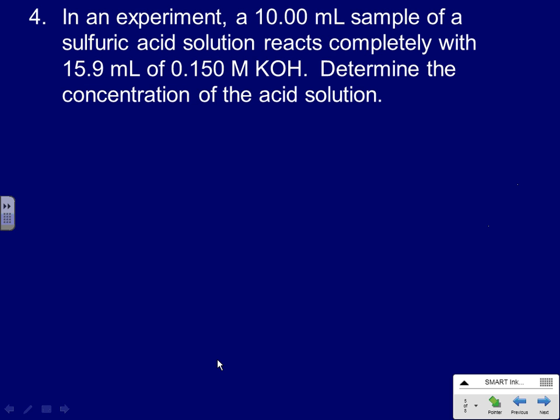All right. Number 4, and then as you can see, there's a number 5, and then I'll let you work for the rest of the class here. In an experiment, a 10 milliliter sample of sulfuric acid solution reacts completely with 15.9 milliliters of 0.150 molar KOH. Determine the concentration of the acid solution.